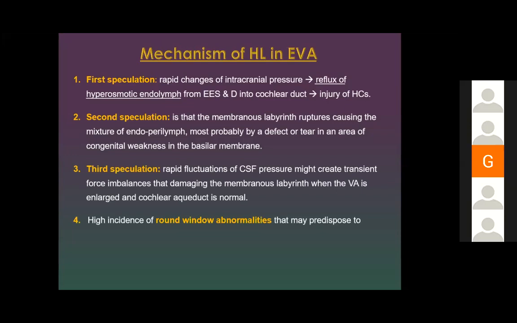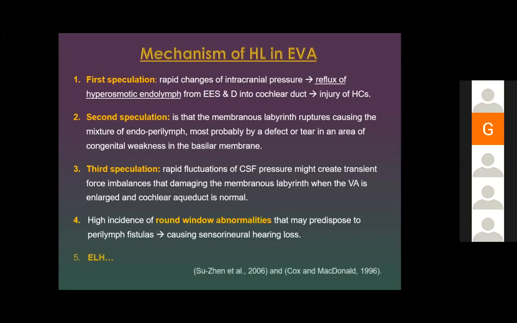Another cause of hearing loss is the incidence of round window abnormality. Coexistence of multiple anomalies in our system may cause hearing loss. Co-persistence of round window anomaly is reported with enlarged vestibular aqueduct, predisposing to hearing loss by perilymphatic fistula formation, and also by endolymphatic hydrops. These are speculations on why patients with EVA can present with hearing loss.